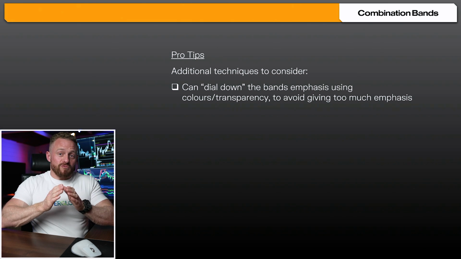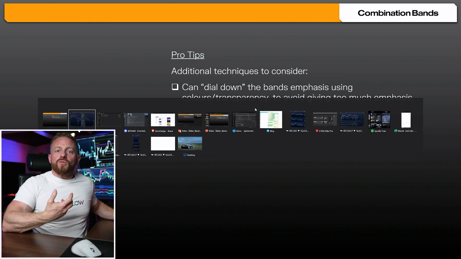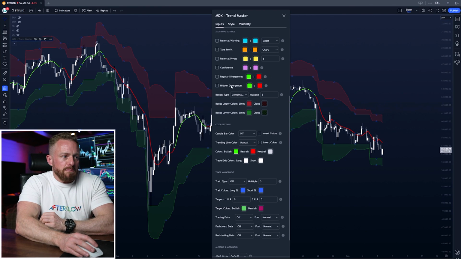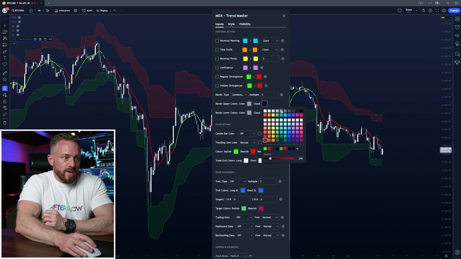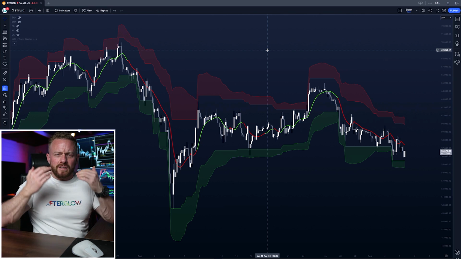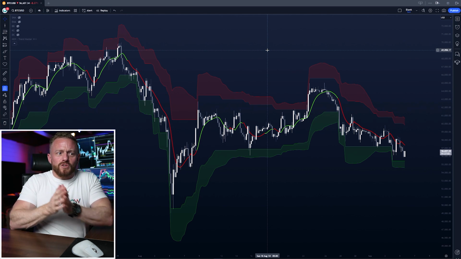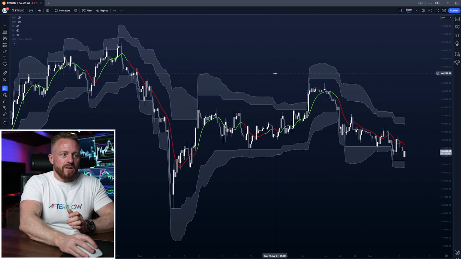Pro tip: to really get the most out of this, you can dial down the band's emphasis to make sure you're not relying on this too heavily. So in the menu options here, underneath the combination bands, you can go into the colors, and for example, you might choose gray, and then you can adjust the transparency. And if we just let it load, you'll see that this removes that red and green, which can kind of give a psychological, too much emphasis that price will never go past there.